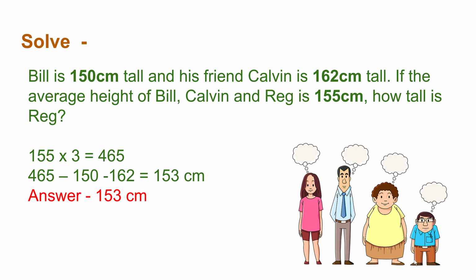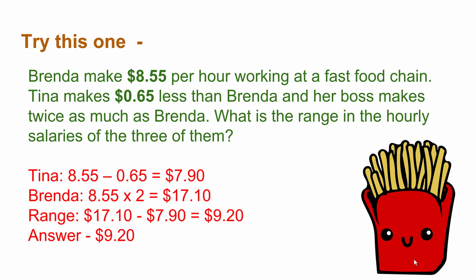So we do 155 times 3, which is 465. Then I need to subtract Bill's height, and then subtract Calvin's height to find Reg's height, which is 153. And the work is shown there. A similar question will come up later on in this video.